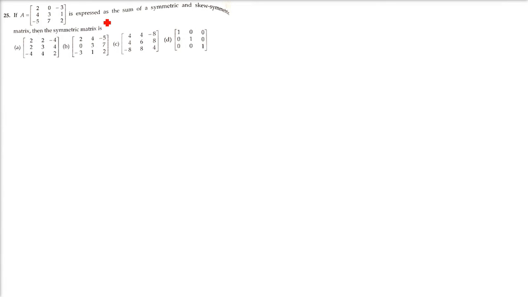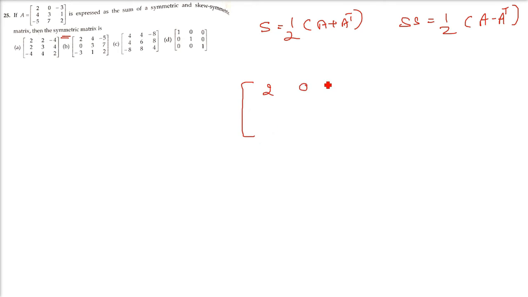A is expressed as the sum of symmetric and skew symmetric matrices. We have already done this type of question, the whole process. But here only the symmetric matrix is asked. So symmetric will be half of A plus A transpose. Skew symmetric will be half of A minus A transpose. We just have to find S equals half of A plus A transpose. That will be the symmetric matrix. So let us take this one: 2 0 negative 3, 4 3 1, minus 5 7 2, and we'll take the transpose and add it.